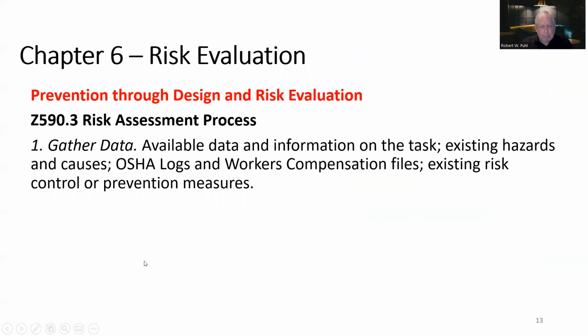Gather data. Available data and information gathered on the task, existing hazards and causes, OSHA logs and workers' compensation files. And that's not what it says in the book. I think in the book it says historical data or something like that. Well, guess where you're going to find historical data? In your OSHA logs, workers' compensation files. So, existing risk control or prevention measures.